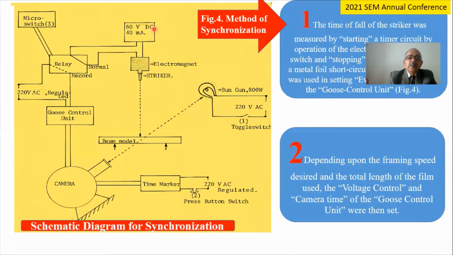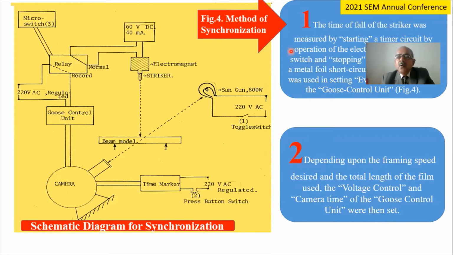The arrangement for dynamic photoelasticity with the camera is critical, and it is observed with a method of synchronization. This is the striker in the schematic diagram. The model beam is with a camera and the light source. Here, the relay is placed in the normal position or in the record position, along with the time marker and the goose control unit, which is activated through the press button. There are 7 steps through which the synchronization was done.